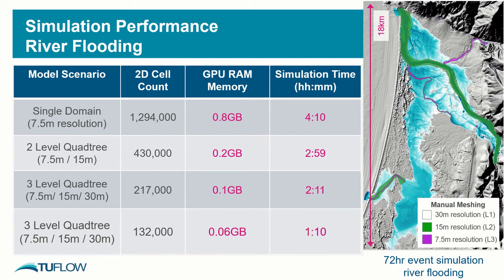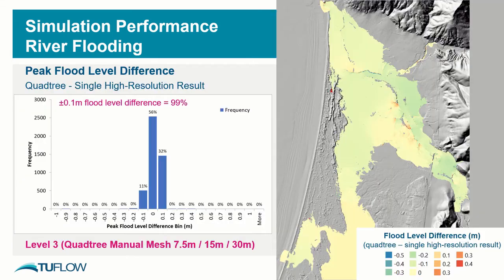The GPU RAM is pretty insignificant, and the simulation speed has increased 4-fold from that original model. This model runs in 1 hour. In the interest of time, I'll just present the results for that final simulation, where I used both a combination of the 2 and 3 level nesting. The results are excellent. We're seeing almost complete agreement between this model result and the original single high resolution model simulation. In 99% of cases, the result is within plus or minus 0.1 of a metre.